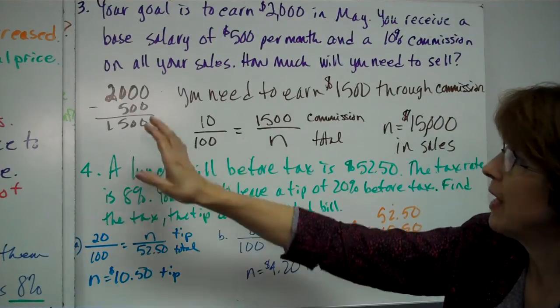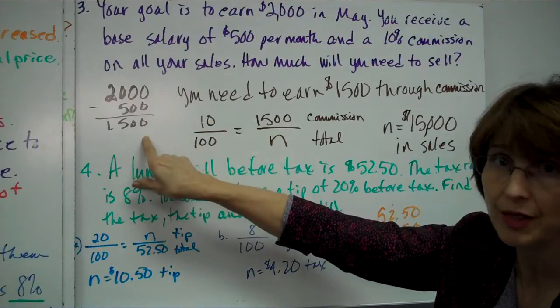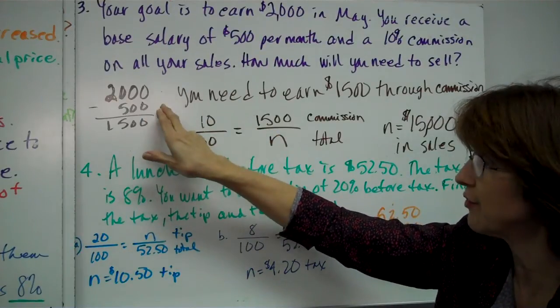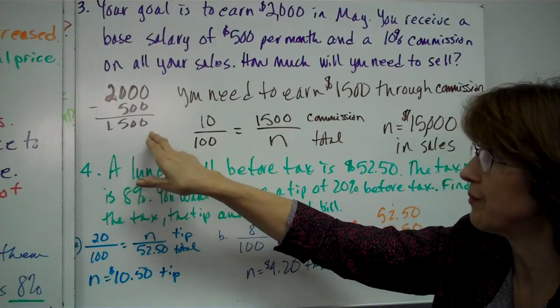How many items? How many dollars worth of items? Well, the first thing is subtract that base salary, because you get that for free, basically. You get that for showing up. So you need to earn $1,500 in your commission.